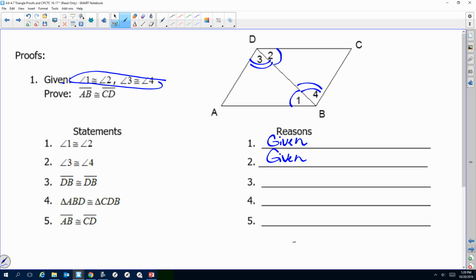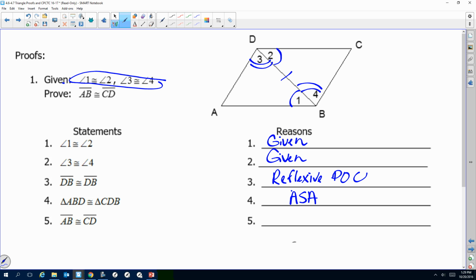Statement 3 says segment DB is congruent to segment DB. What is that? Yeah, that is a reflexive property of congruency. They just marked or stated the shared side. For statement 4, now they're saying that the triangle ABD is congruent to triangle CDB. How do they know that? By what reason? Yep, angle, side, angle.